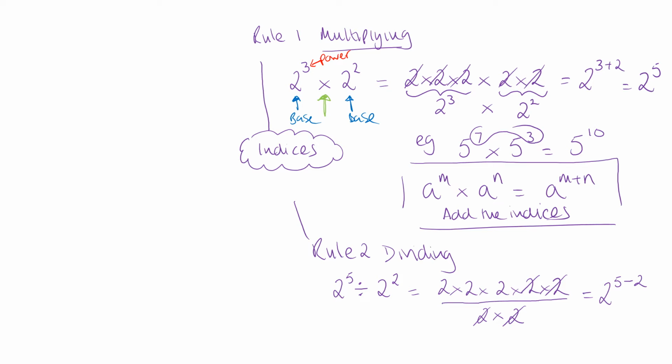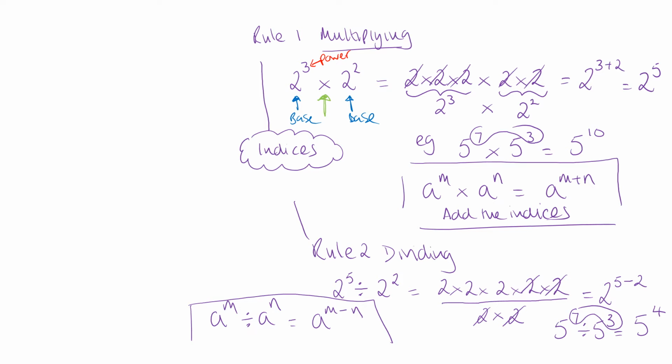So if we had, let's use 5 again, 5 to the 7 divided by 5 to the 3, then we would take away those indices, and that would be 5 to the 7 minus 3, 4. So generally, when we have a to the m divided by a to the n, it is equal to a to the m minus n. We take away.